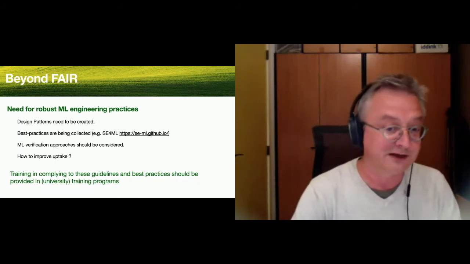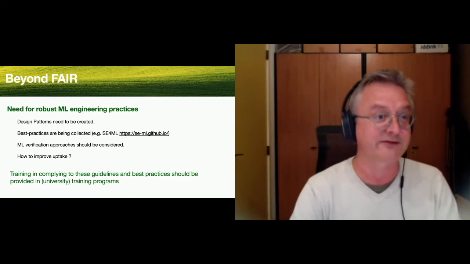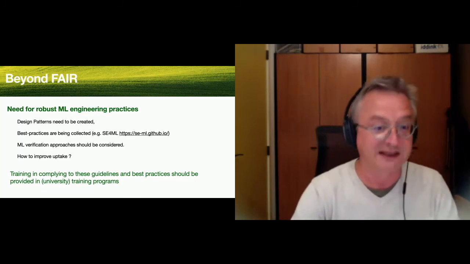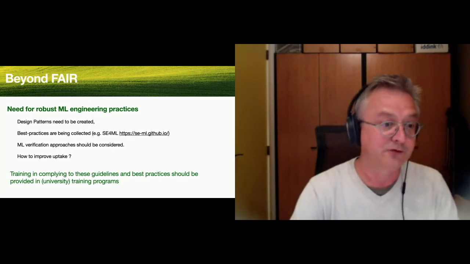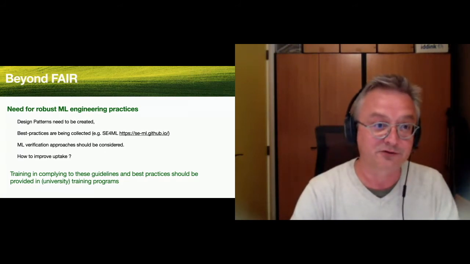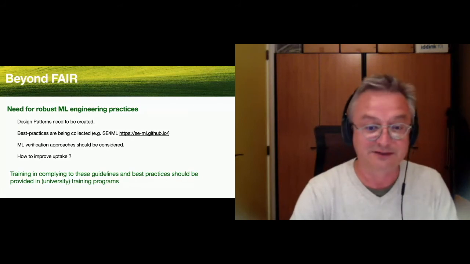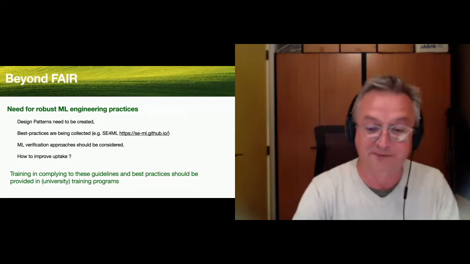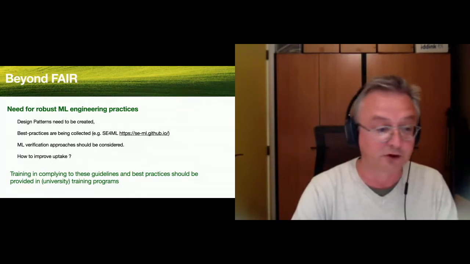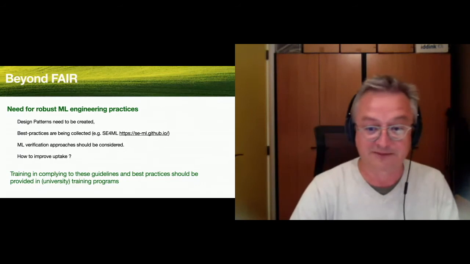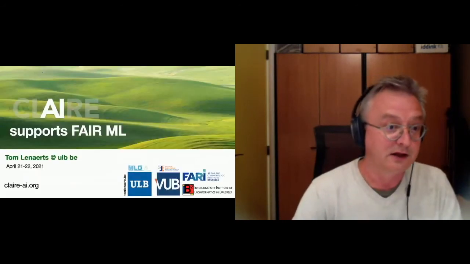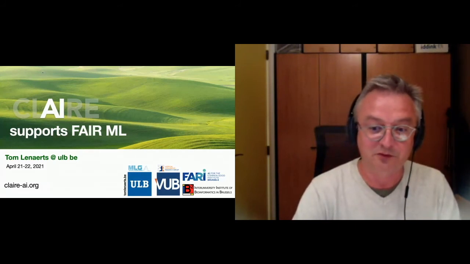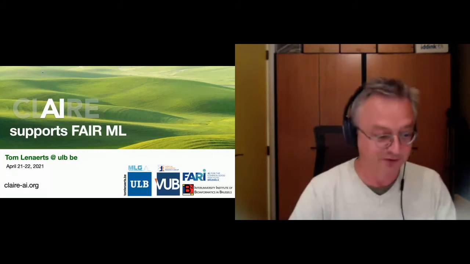You might also want to think about how to incorporate verification approaches, so how to test in an automatic manner that the software is producing the output it's claimed to be producing. And of course, we need to find a way to improve the uptake of making machine learning FAIR. This can be done by this FAIR paper, but also by teaching our students and practitioners what these best practices actually are. And so in short, CLAIRE, as an AI producer, is of course supporting FAIR ML, but there have to be some good discussions about what this would mean in the future. I thank you for your attention, and I'm open to any questions.